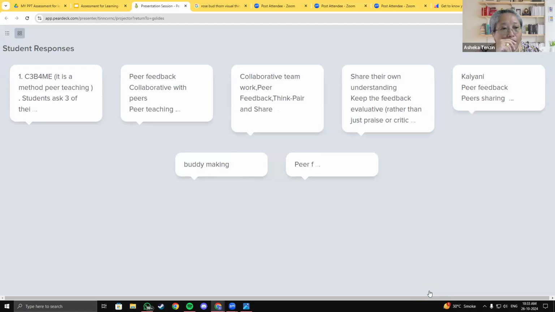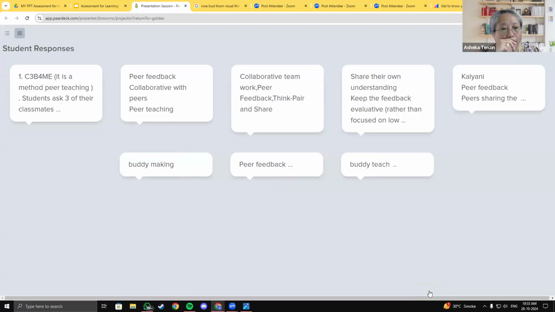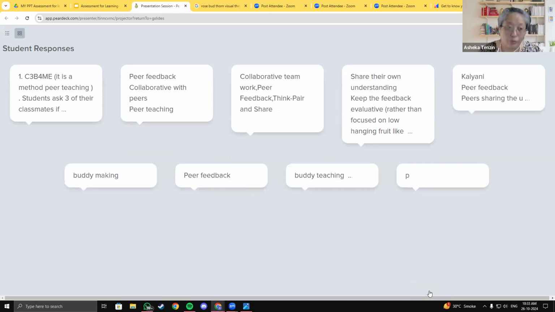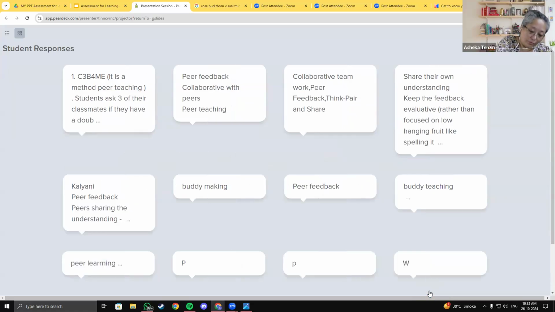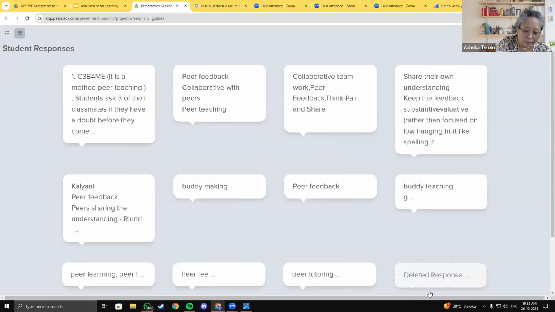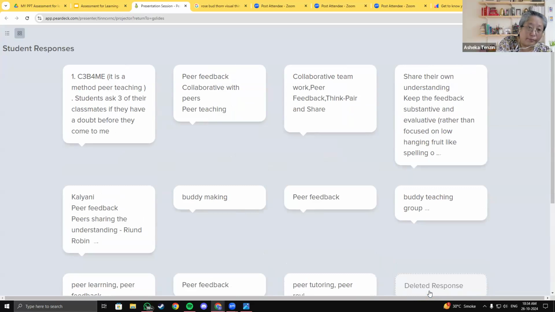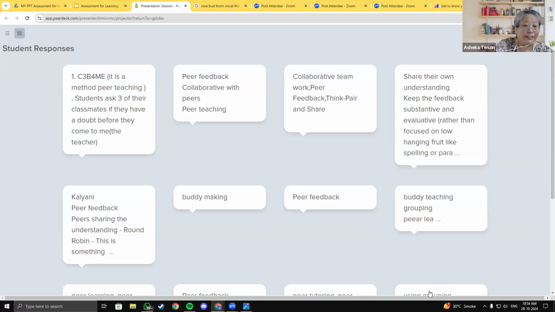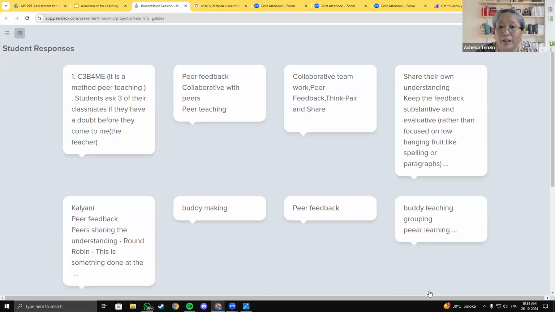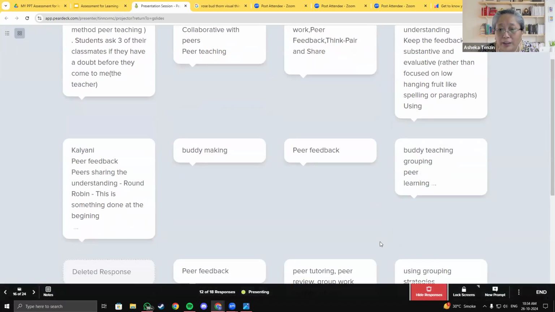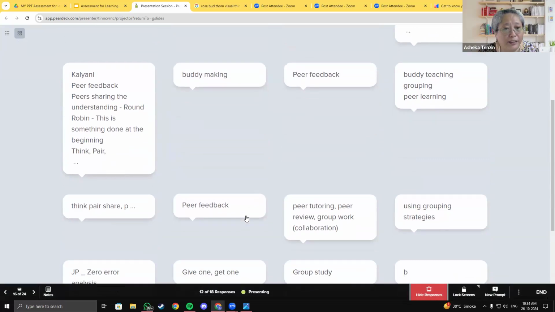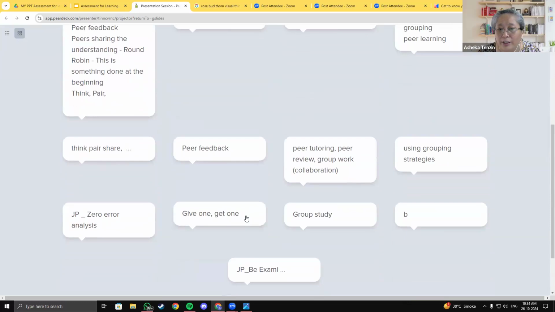C3 before me. Okay. I like this technique, C3 before me. Thank you so much to who has shared. Collaborative teamwork, peer feedback, think, pair, share, buddy teaching, grouping, peer learning, peer sharing the understanding, round robin, peer tutoring.